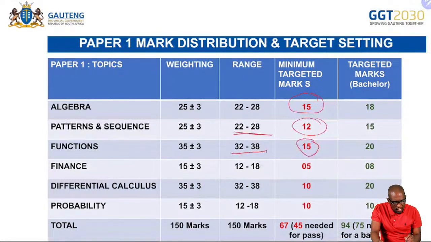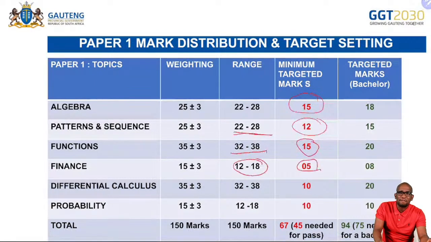And then with finance, it's between 12 to 18 marks, and the minimum required is just 5. But with finance, you can always get more marks, because you get marks for using those compounding periods correctly. You get marks for converting that percentage to a fractional interest rate. So it's very important that you understand those basics: how to use the future value annuity, how to use the present value annuity, how to use decay and depreciation.